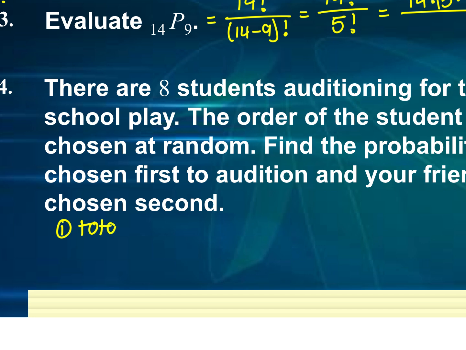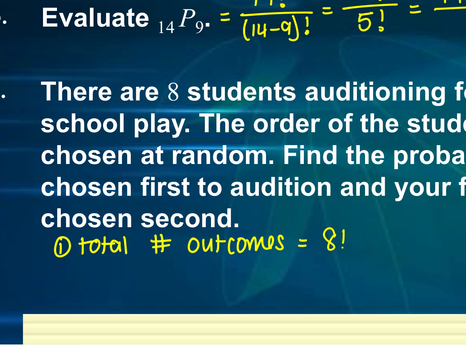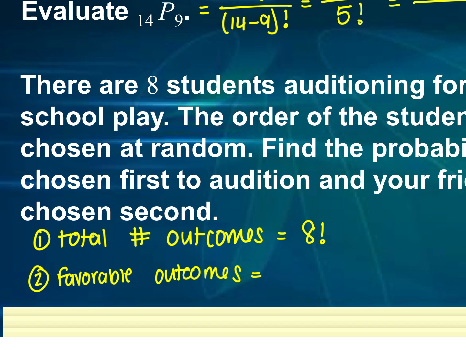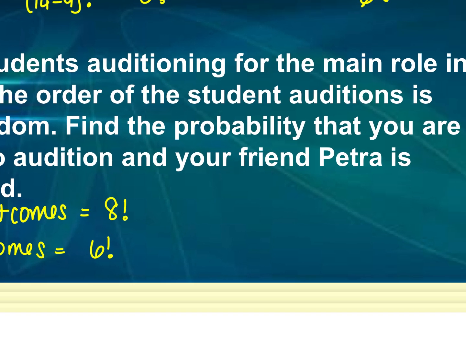So, total number of outcomes. What's my total number? How many students are auditioning in total? It's 8 factorial, because again, they could be rearranged in any order. Second thing I have to find is favorable outcomes. What's my favorable number of outcomes? Me and Petra must be first, so what's left over? Good, 6 factorial.